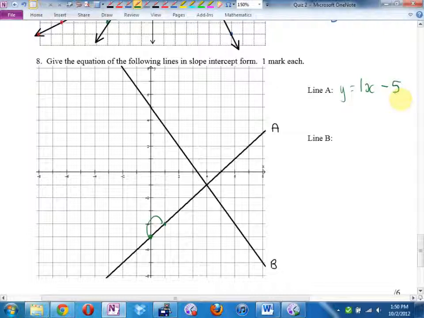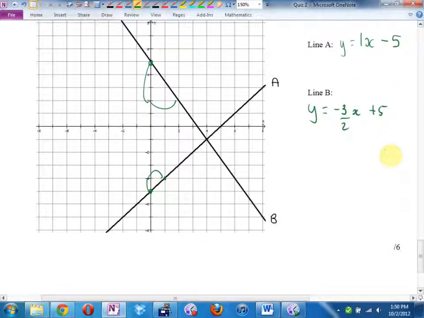Line B. Y equals, what's my rise over run? Well, it looks like it's down 3 over 2. Down means negative 3 over 2 x, and my y-intercept is +5. Is that right? Okay. You can give yourself half mark for the slope, half mark for the y-intercept.